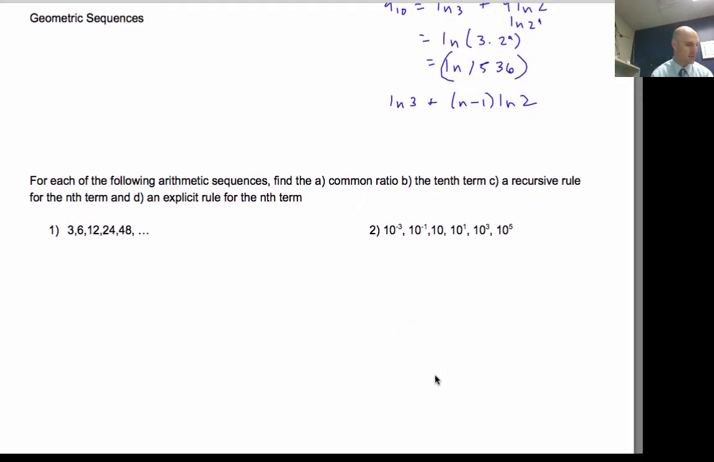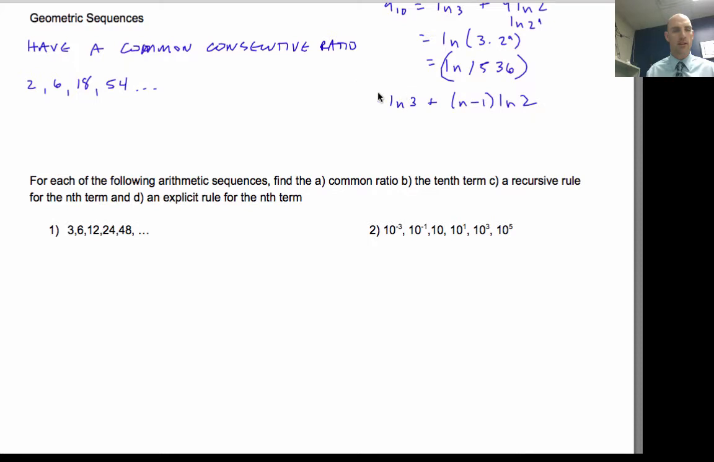Let's talk geometric sequences. Geometric sequences have a common consecutive ratio. So, for example, 2 and then 6 and then 18 and then 54, what we talked about last time, right? And so it's going to be this common ratio of multiplying by the same thing every time.